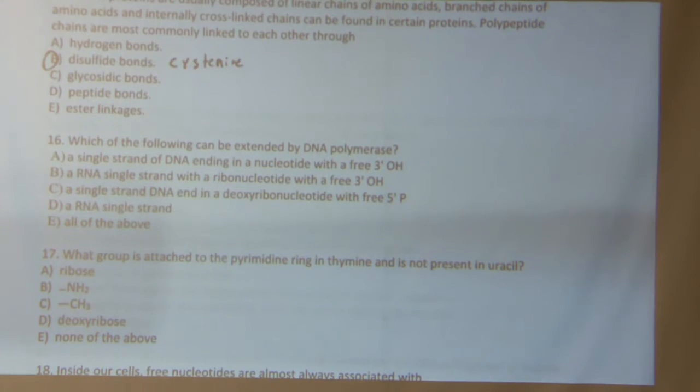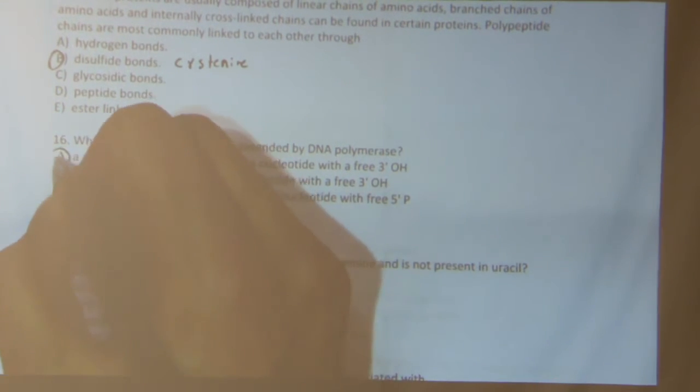Question 16: Which of the following can be extended by DNA polymerase? A, a single strand of DNA ending in a nucleotide with a free 3' hydroxyl group; B, an RNA strand with a ribonucleotide with a free 3' oxygen or hydroxyl group; C, a single-strand DNA ending in a deoxyribonucleotide with a free 5' phosphate group; D, a single RNA strand; E, all of the above. E? A? A is the correct answer.